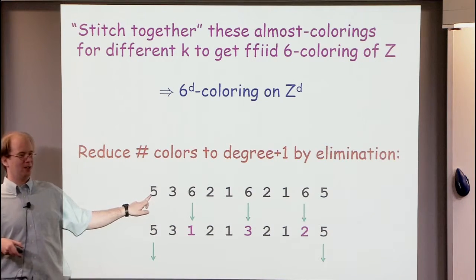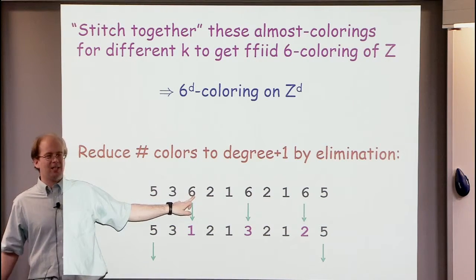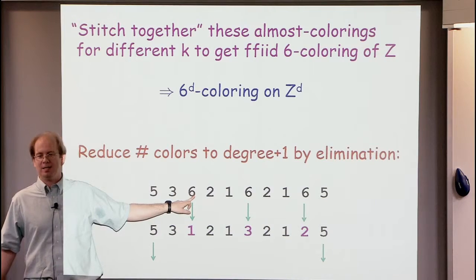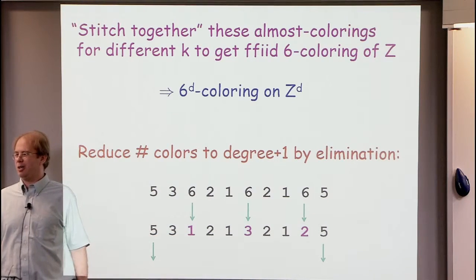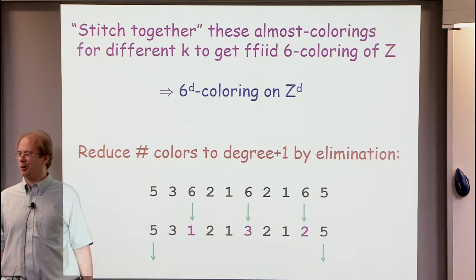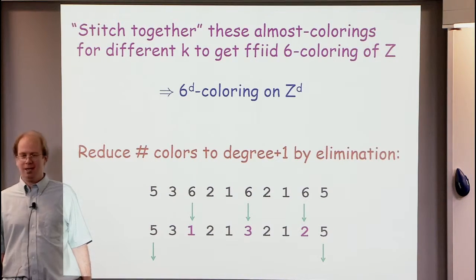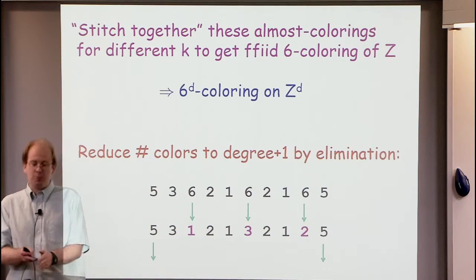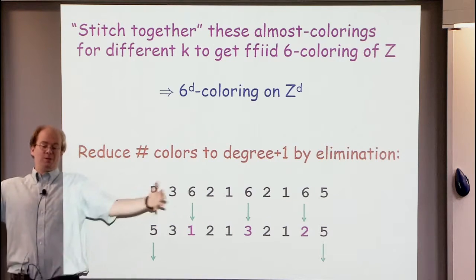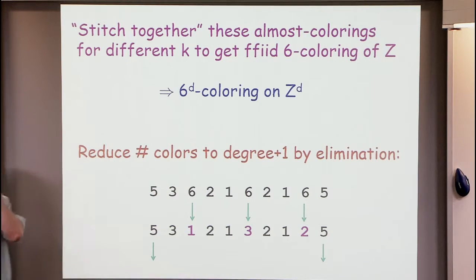So here's 6 colors on Z. Wherever I see color 6, I'm going to delete it and replace it with something else. And what I replace it with is the smallest color that's not one of its two neighbors. Okay, so then I get rid of all the 6s at the expense of just everyone having to look maybe one further out. So that's quite good news.